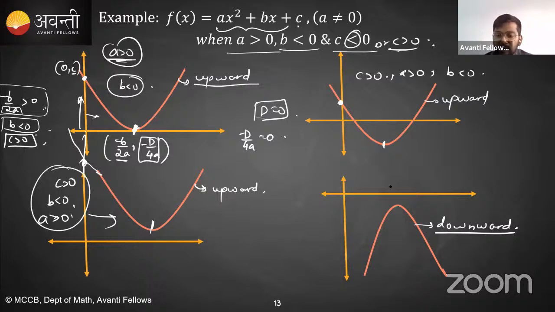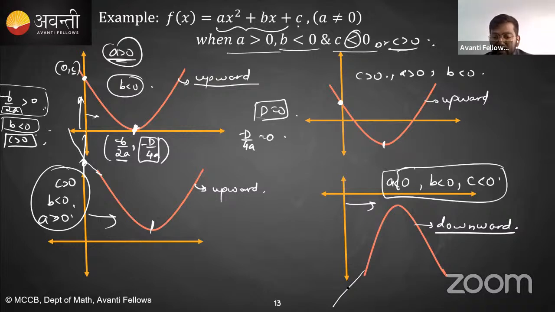Similarly, here there will be some other case. a is negative, minus b by 2a is still on the right side, so b is also negative. Now c is negative because if you extend the graph, it will cut the y-axis below the x-axis, correct? So this is how you analyze the signs of a, b and c.